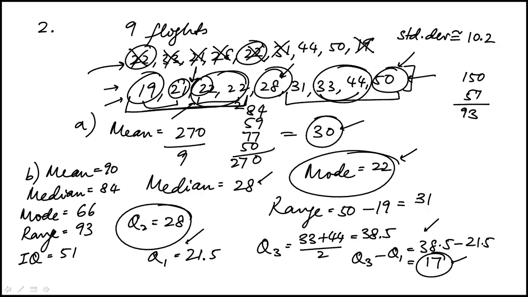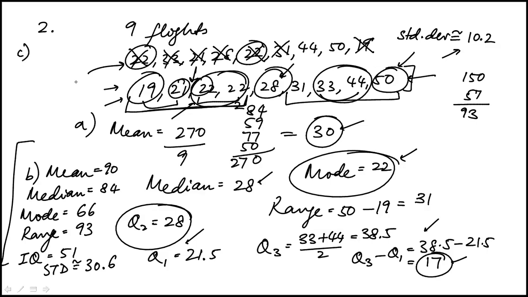And then the standard deviation, when you multiply a set of numbers by the same number, the standard deviation also goes up by that amount. So it would be 3 times 10.2. So it would be approximately 30.6. So those are the answers for B.